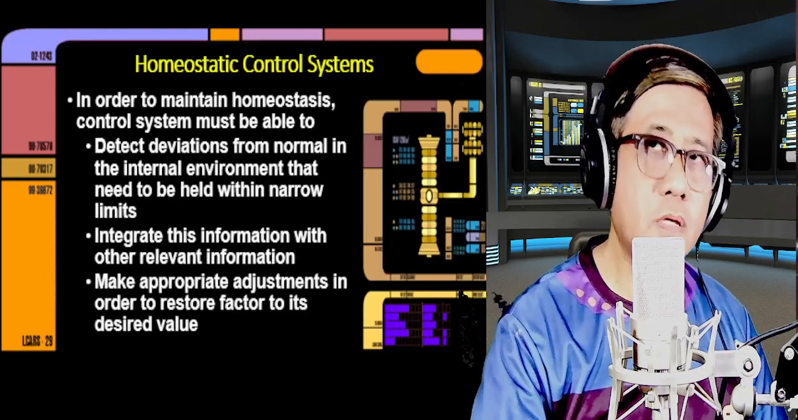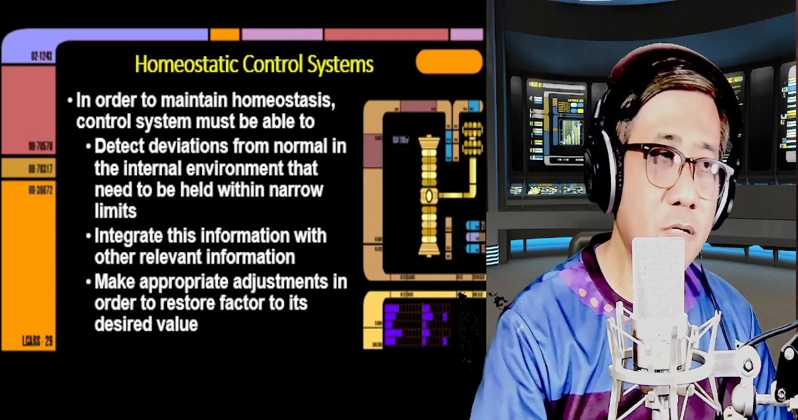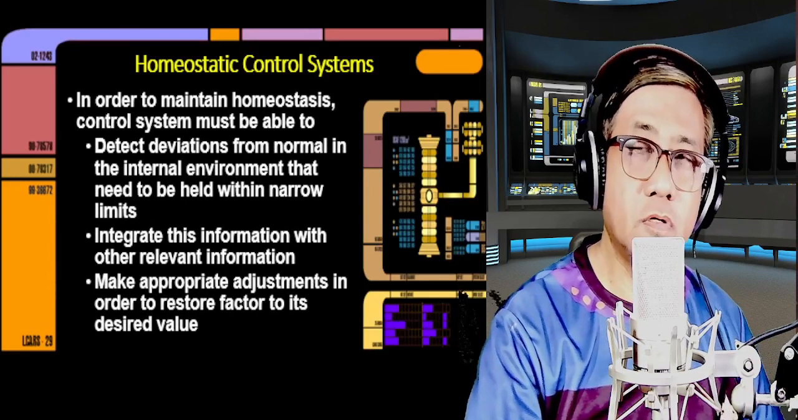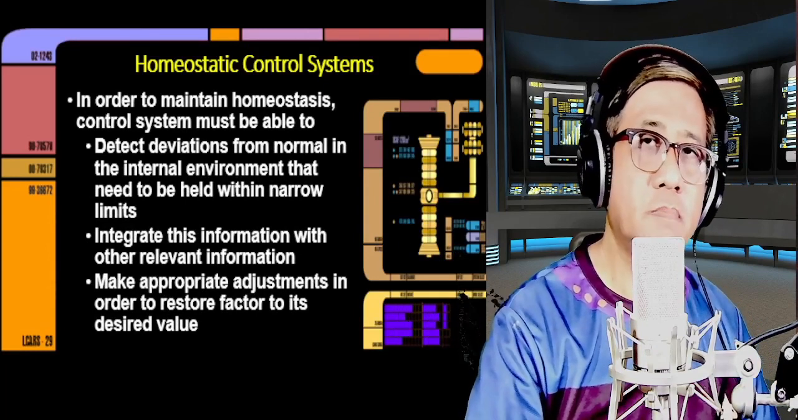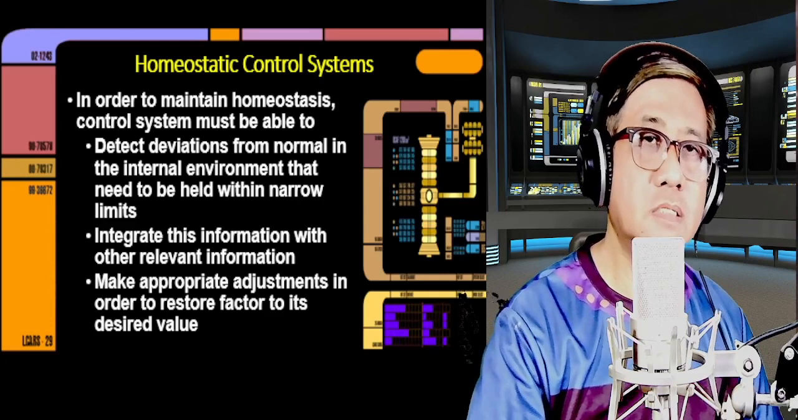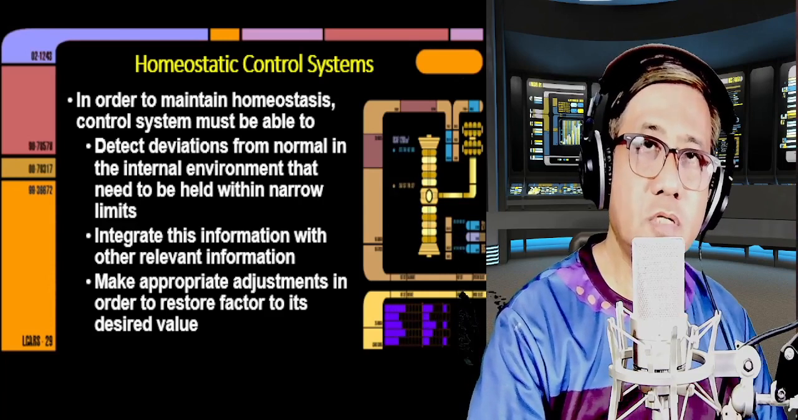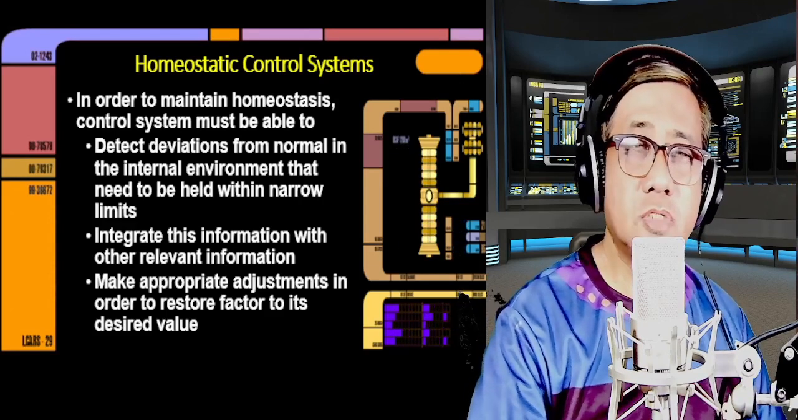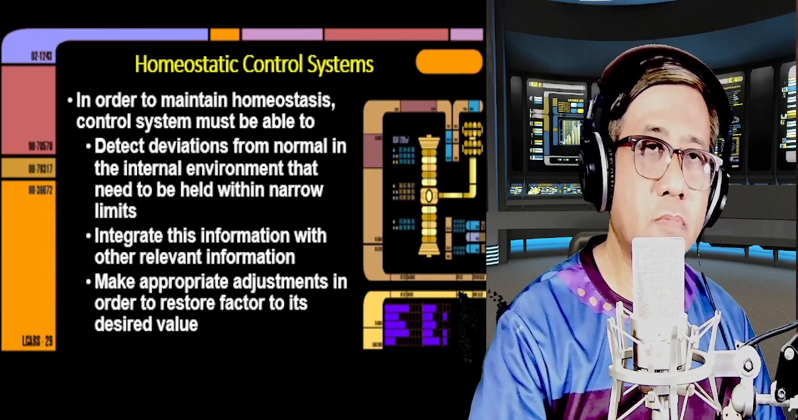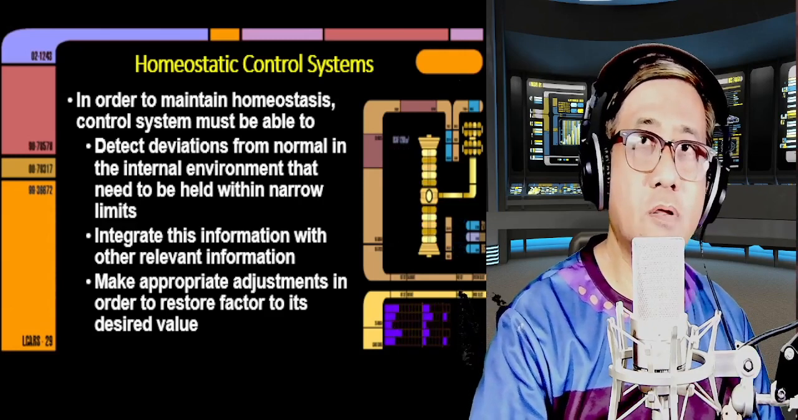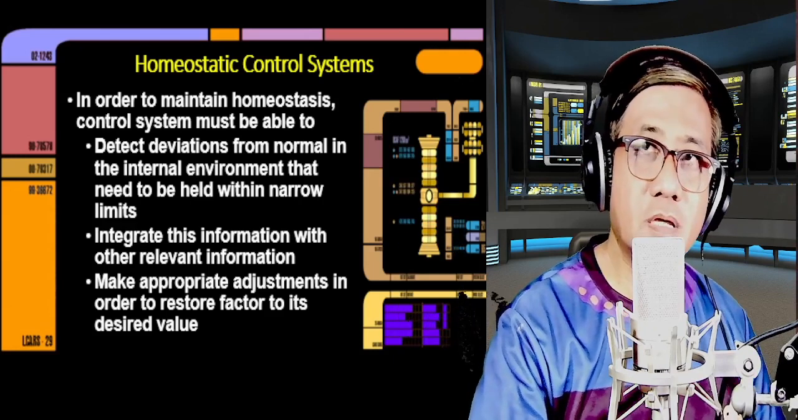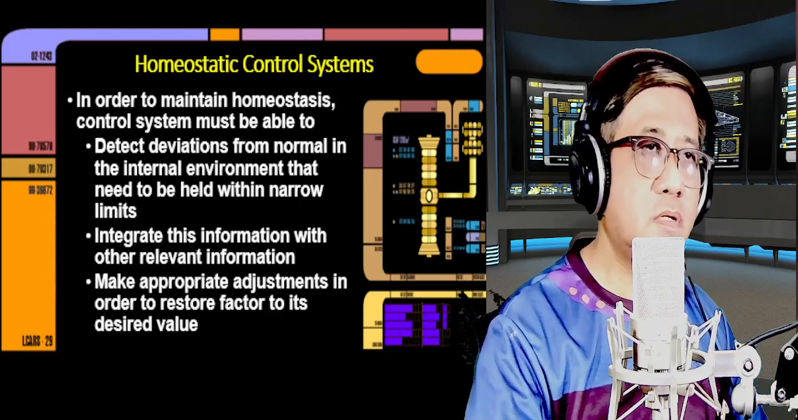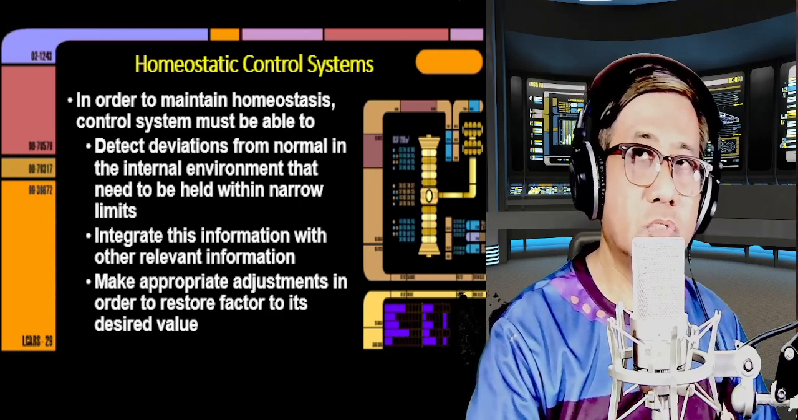Now, in order to maintain homeostasis, para hindi tayo magkasakit, or worse, para hindi tayo mamatay, control systems in our body, especially yung nervous and endocrine systems of our body, must be able to, number one, take note class, detect deviations or changes from the normal set point values in the internal conditions and even in the external conditions of the environment that need to be held within narrow limits. So dapat na-detect itong mga changes or deviations from the normal, either external or yung internal conditions of the environment.